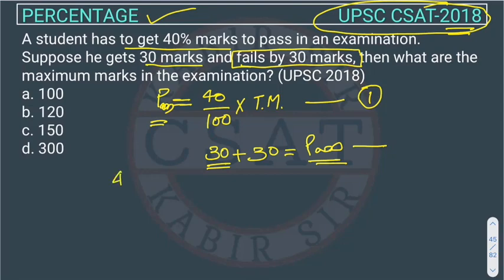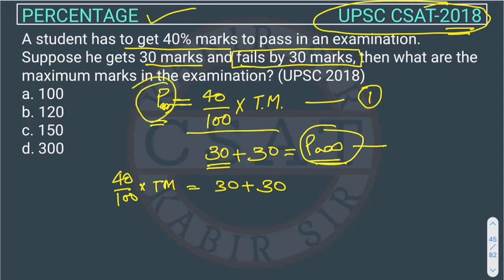So what will be the equation? 40 upon 100 of the total marks is equal to 30 plus 30, because this is also passing marks, this is also passing marks. So this equation will be equal. So 30 plus 30 is equal to 60. Now this 0 will cancel this 0.